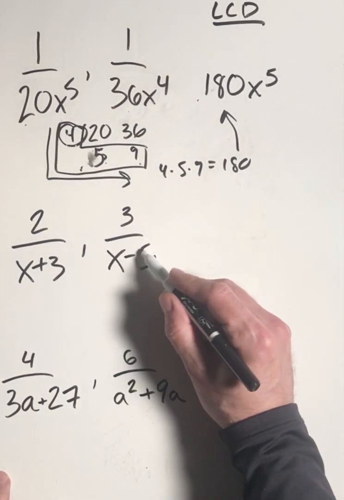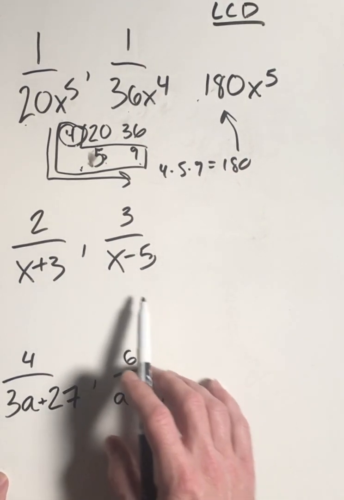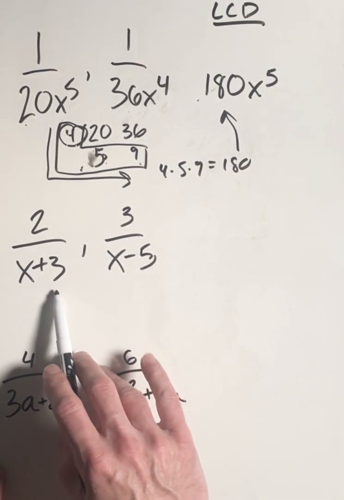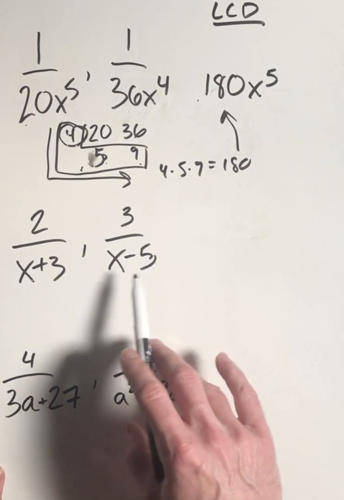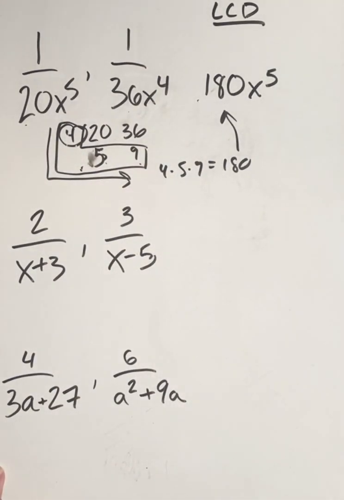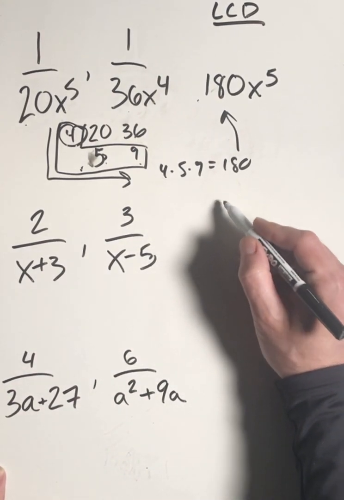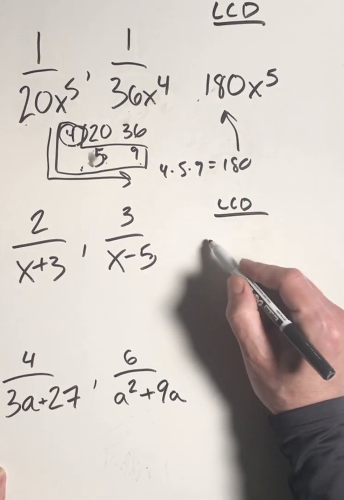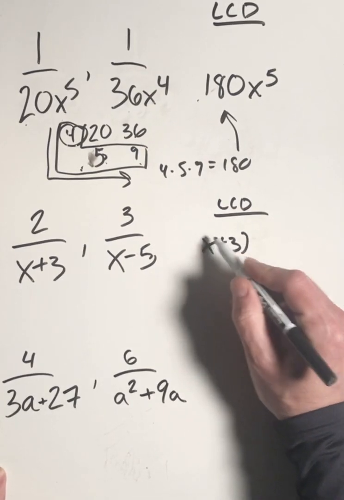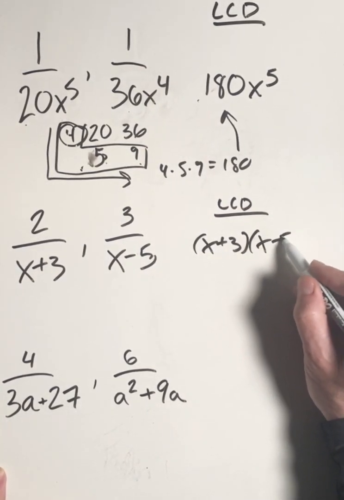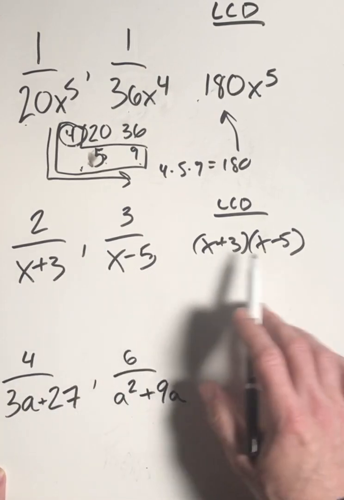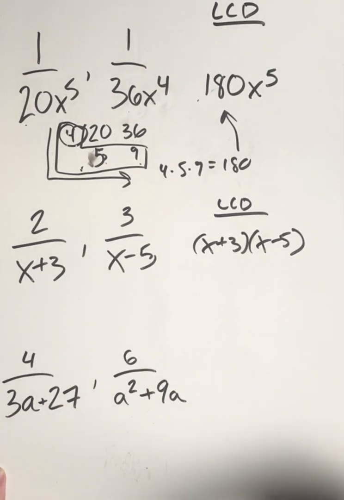All right. So now when I look down here, if I wanted to find the lowest common denominator between a denominator of x plus 3 and x minus 5, I don't have to go through any of this up here. All I have to do is realize that the lowest common denominator would be that denominator that includes both of these two factors, x plus 3 times x minus 5. So that is my lowest common denominator.